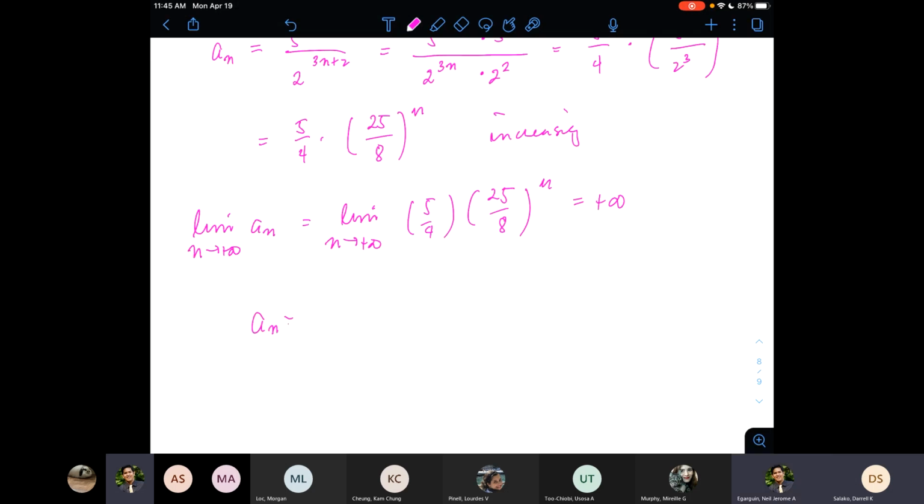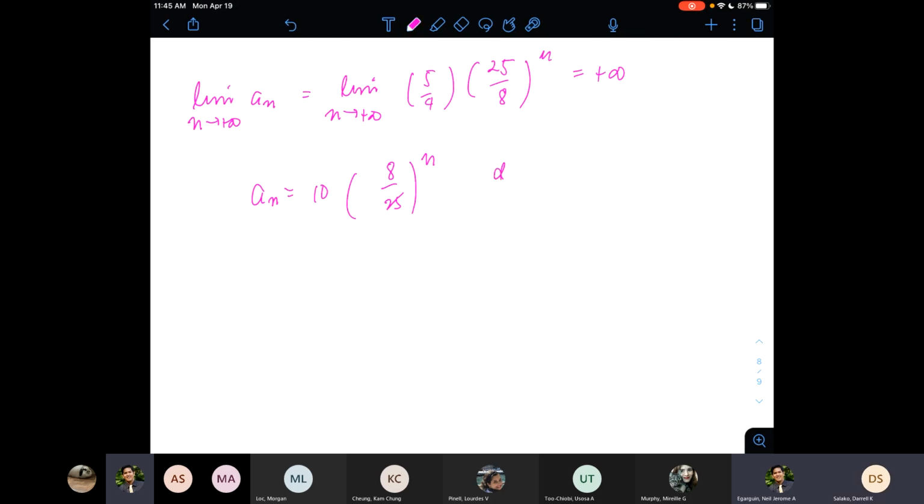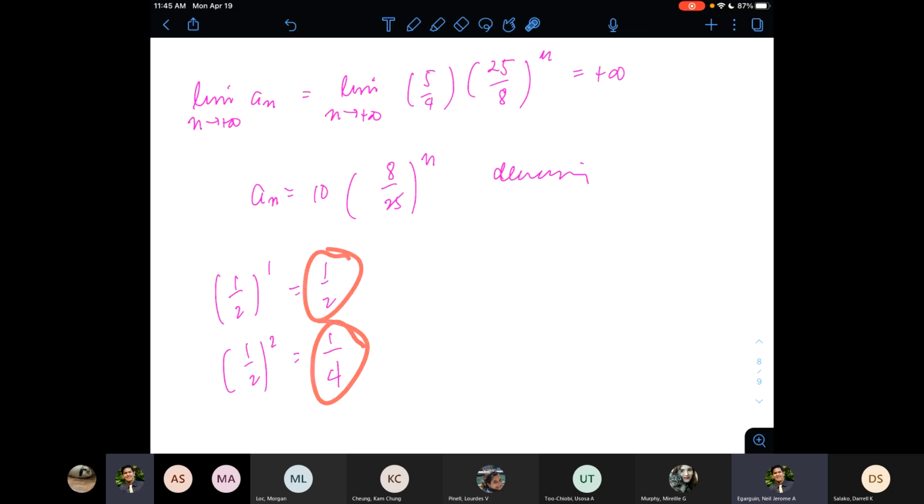Right. So if your an was, say, 10 times 8 over 25 to the power n, this is something less than 1. Whenever you have something less than 1 and you raise it to a large power, this would be decreasing. For instance, you have 1/2, right? 1/2 to the power 1 is 1/2, but 1/2 to the power 2 is 1/4. And 1/2 is definitely larger than 1/4. So it'll be getting smaller and thus decreasing. Okay. Thank you. So something less than 1, you raise it to a large power, it would be a smaller number. All right? Thank you.